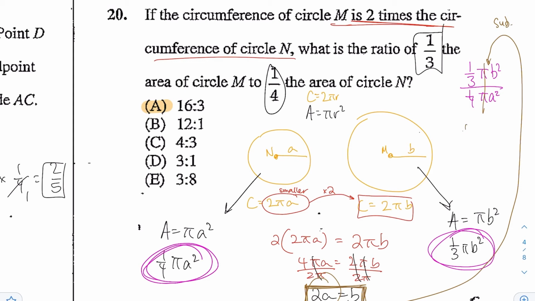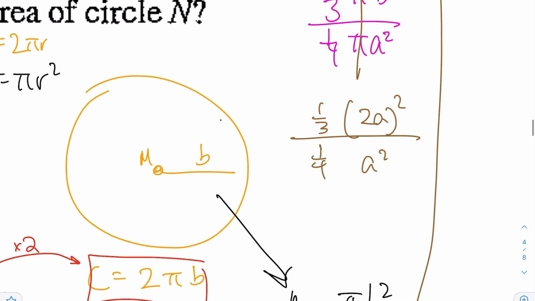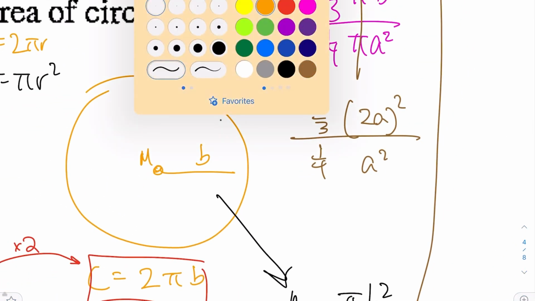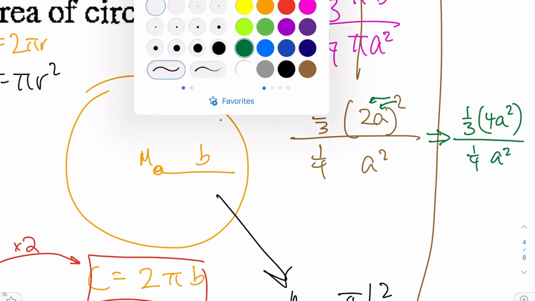So they'll give you 1/3 times (2a) squared, in parentheses, and 1/4 a squared. So from here, you have to distribute the exponent of 2. And that'll give you 1/3 times 2 squared, or 4a squared, divided by 1/4 of a squared.